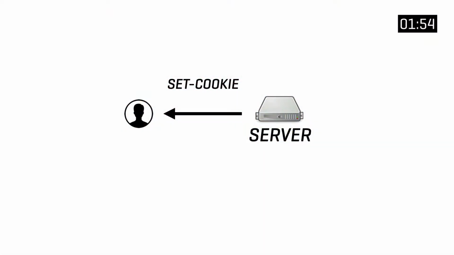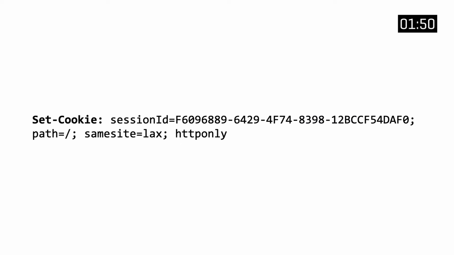Cookies are a mechanism in HTTP to keep track of state, and they're issued by the server in the form of a Set-Cookie response header. Now, this is what a Set-Cookie header may look like. It contains a collection of key value pairs and also some extra attributes.